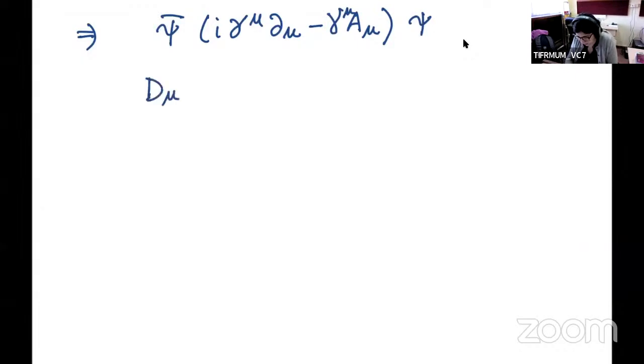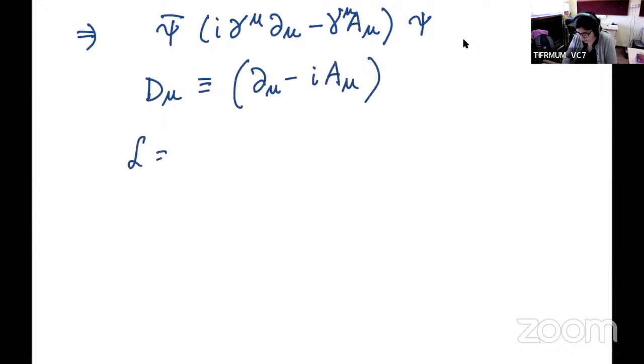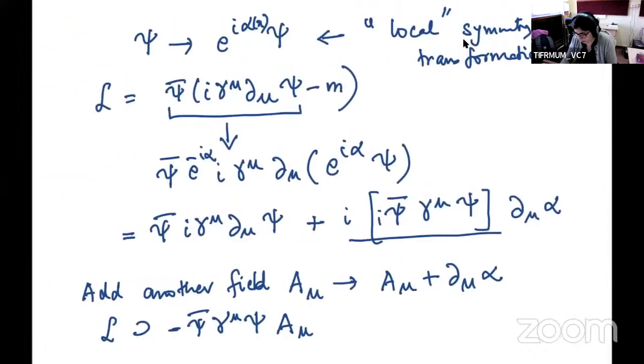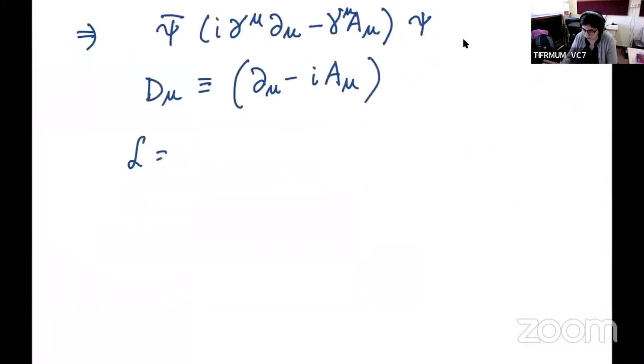You can define a d mu that looks like d mu. Okay. And then your Lagrangian looks like this. So I'm ignoring the mass term. Let's say m is 0 for now. Okay, so let's ignore the mass term for now.